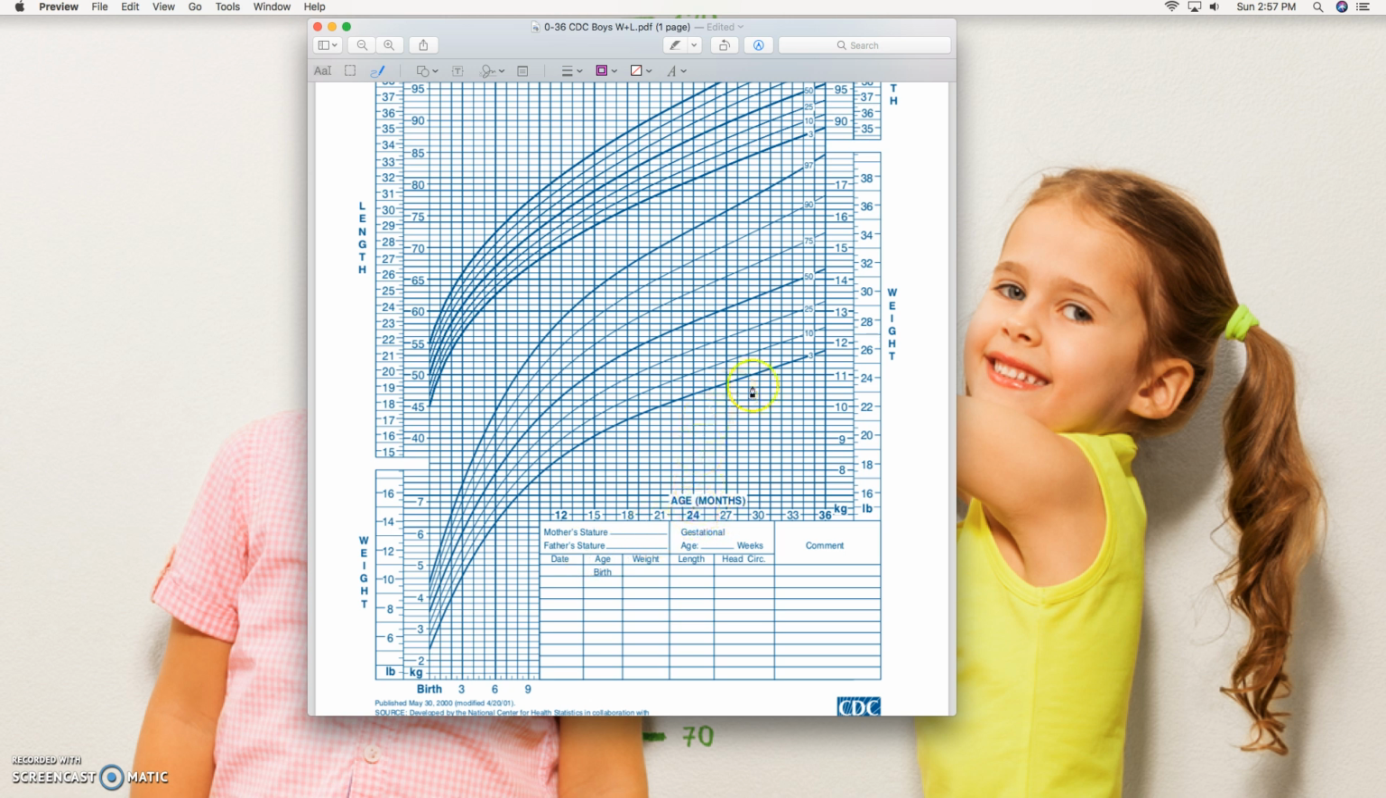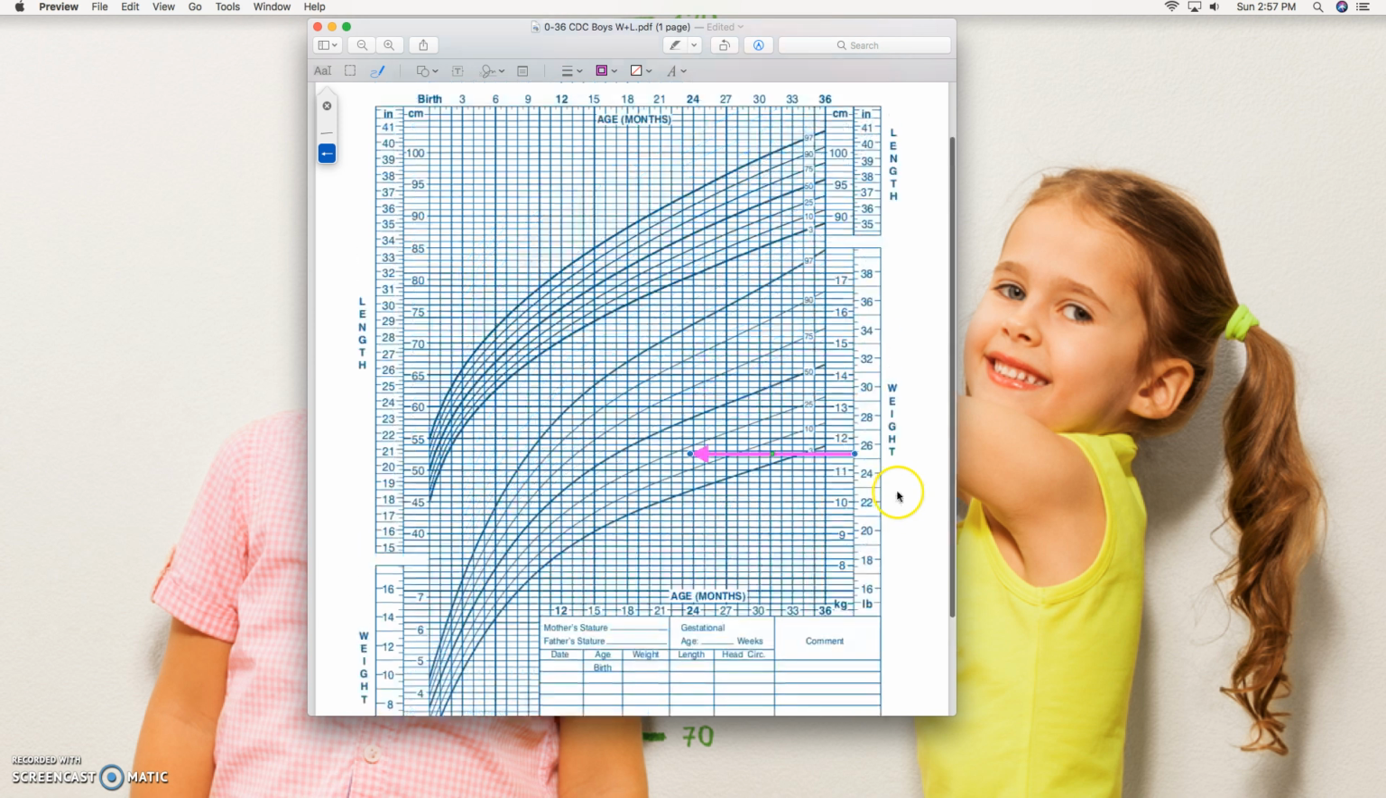So at 24 months old, he was 11.8 kilograms. We're going to come all the way across here around 24 months. Okay, so he was in between the 10th and the 25th percentile. At this age, he was about the 15th percentile for his weight. He was premature, so he still took some time catching up, but he has previously been at that same percentile.